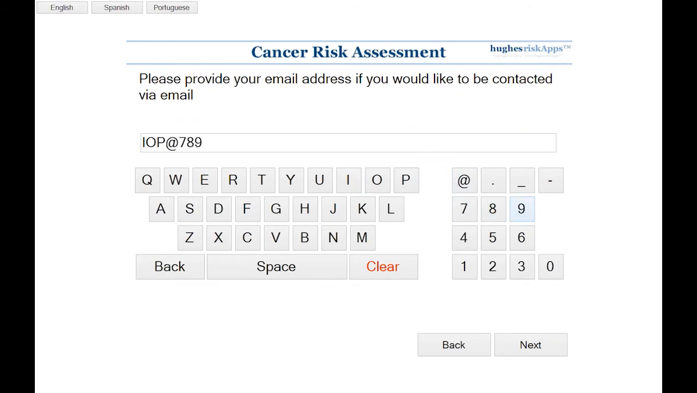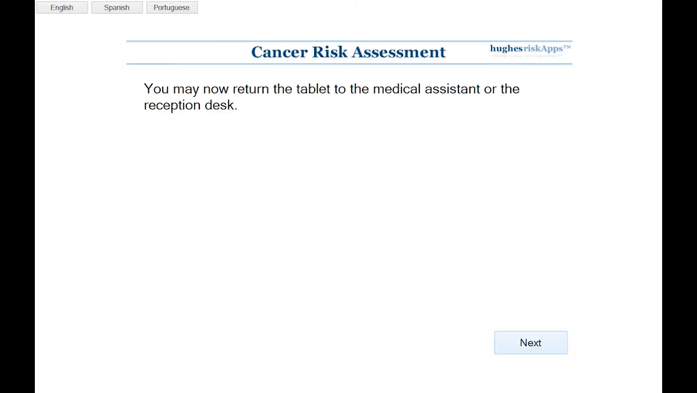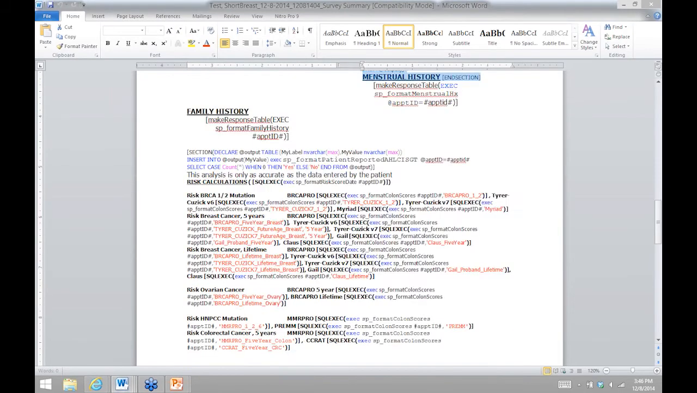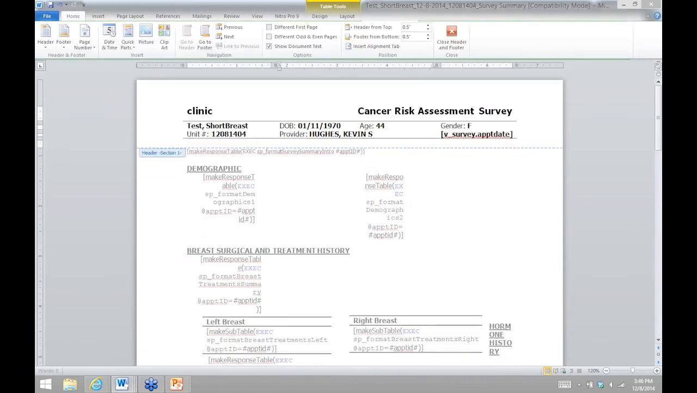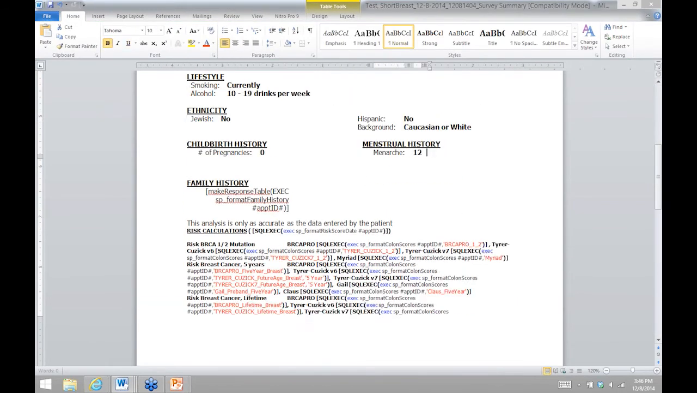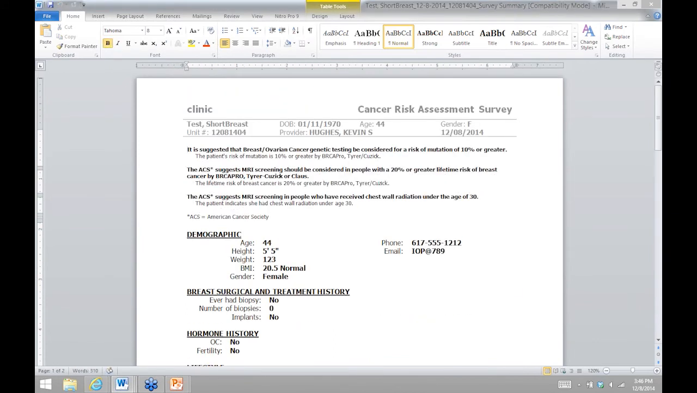Now, if the patient hit the next button, the next screen would say, thanks very much, you're done, bring it back to the desk. When I hit the next button, you'll see the risk calculations being done. The patient would not see this. With the patient having entered her data, we run BRCAPRO, Claus, Myriad, Tyrer-Cuzick, MMRpro, PREMM, and CRC-PRO, and immediately get a printout that would go to the clinician that would tell the doc what needs to be done. So the patient has entered her own data. The computers run all the risk calculations. They've taken those risk calculations and then made a suggestion as to how to manage this particular patient.